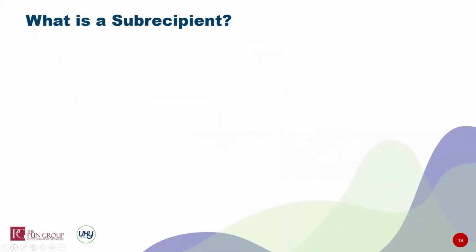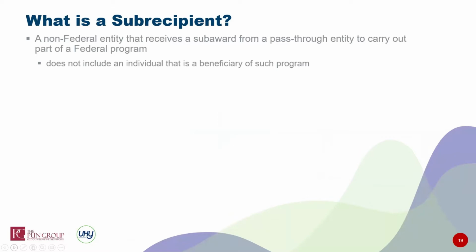So before you launch into a monitoring, is really to make sure you're looking at contracts correctly as to what is a subrecipient, as well as what is a vendor, and whether you've got a subrecipient or a vendor, because the requirements vary as to the grant itself. So when we look at a subrecipient, essentially it's defined as a non-federal entity that receives a sub-award from a pass-through entity to carry out a part of a federal program. It doesn't include the individual that's the beneficiary of such programs, such as homeless or victims of domestic violence or housing, et cetera, or even disaster recovery.